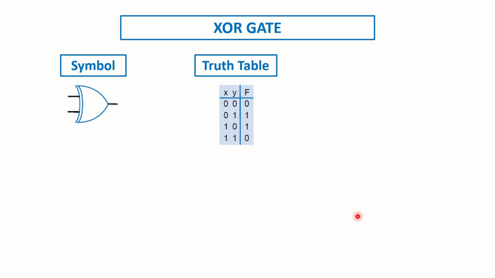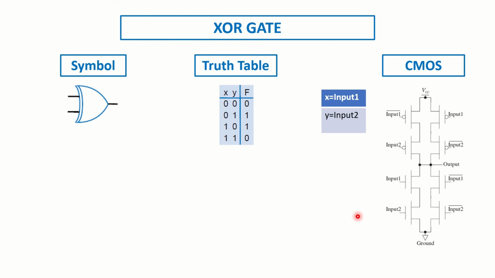This is the XOR gate, and this is its truth table. You can see that if the inputs are different, the output is 1, and if the inputs are identical, the output is 0. The CMOS circuit is much more complex than the previous gates. Here you can see that all 4 states are obtained by 4 paths. So let's see these examples.